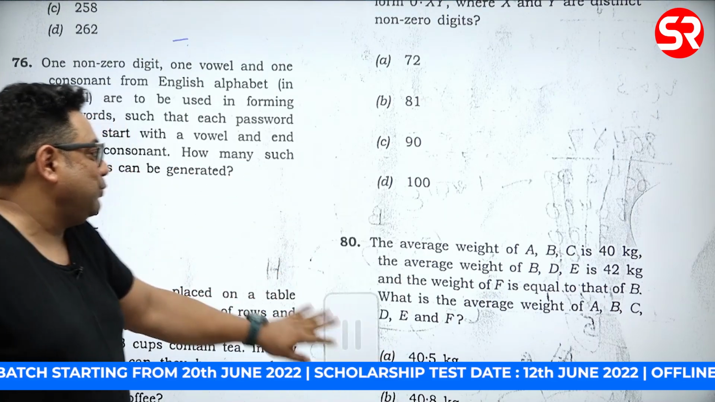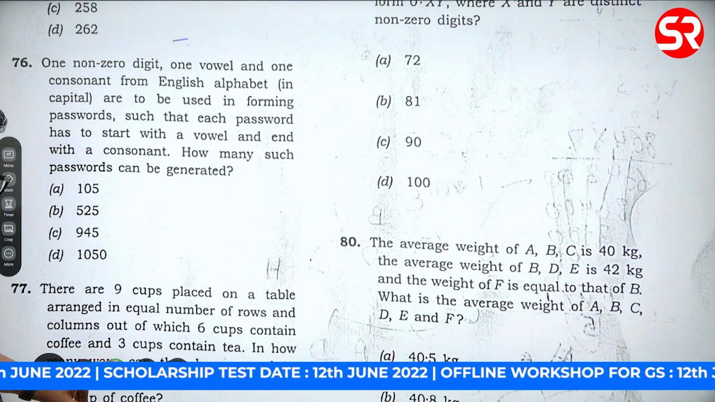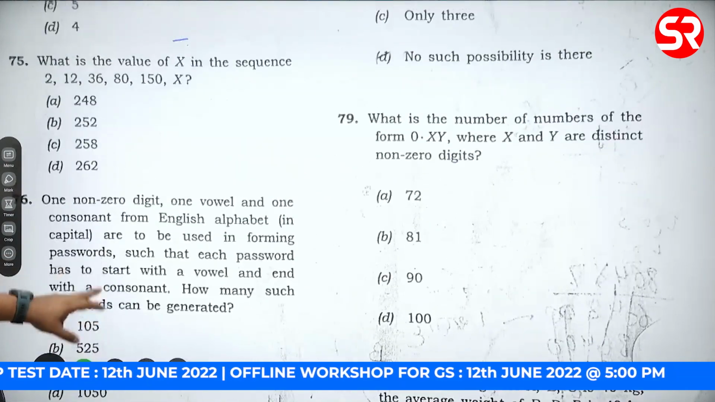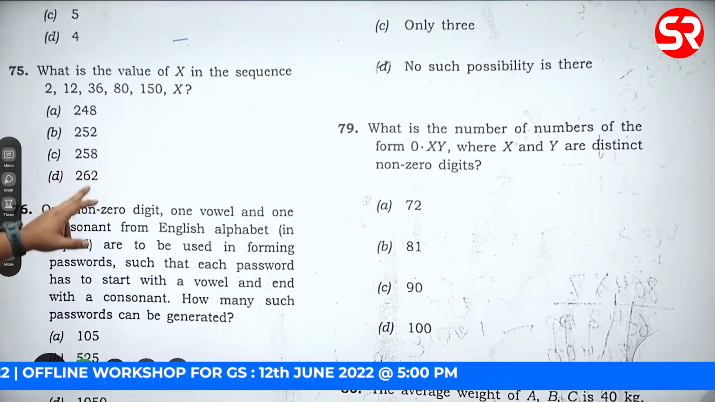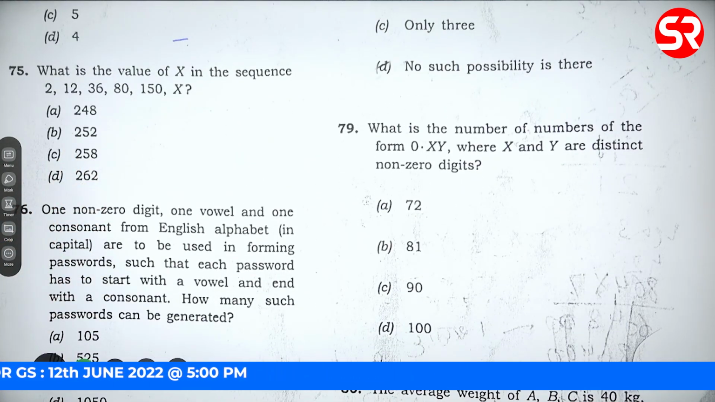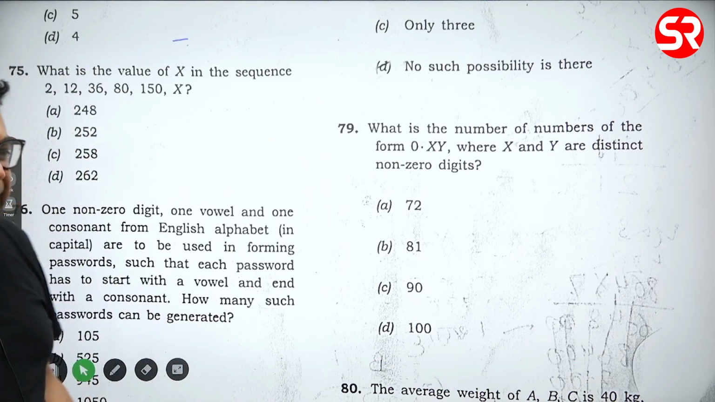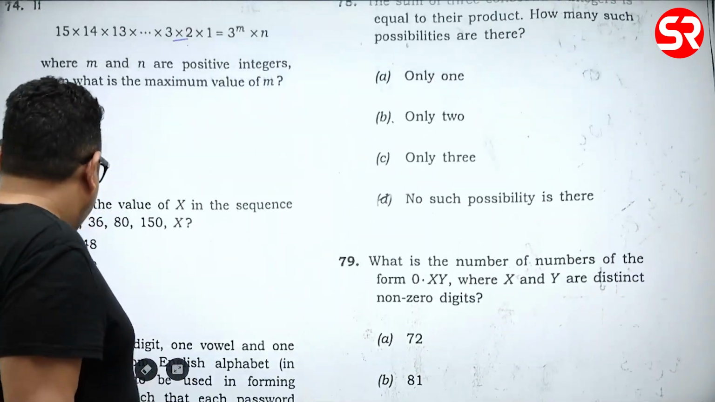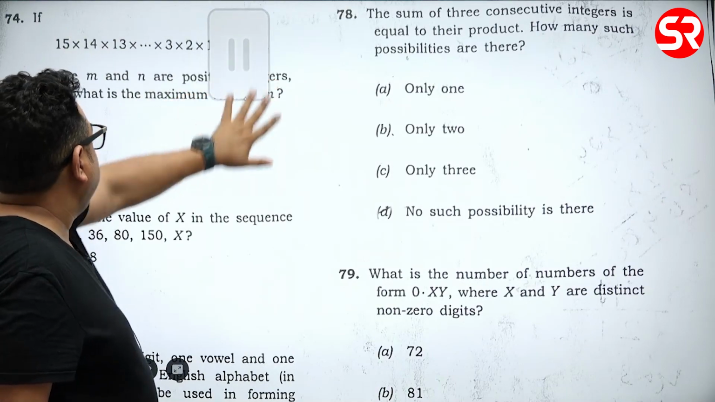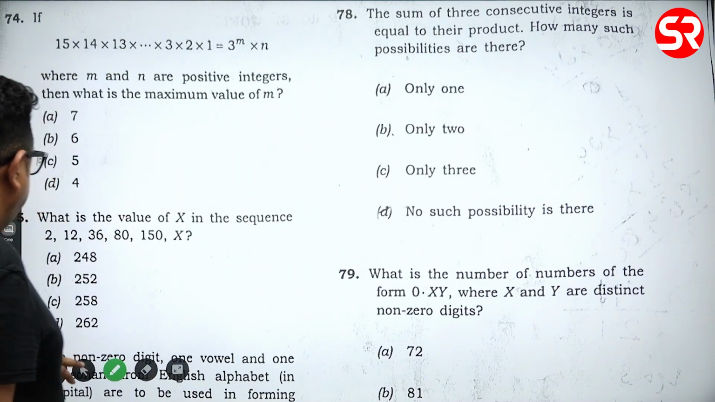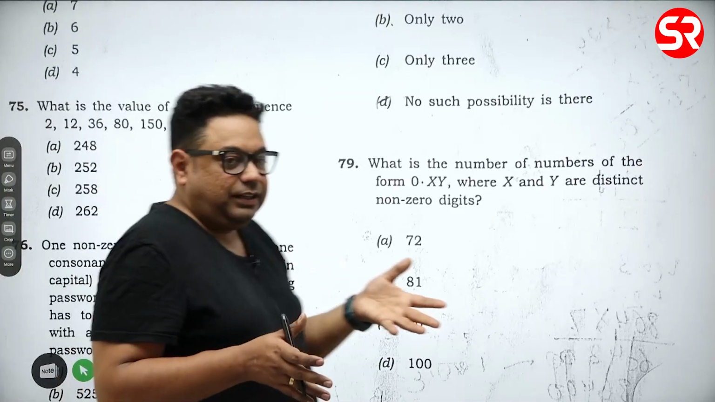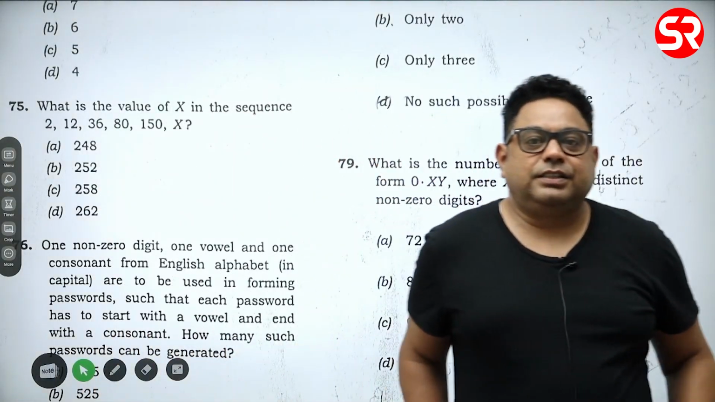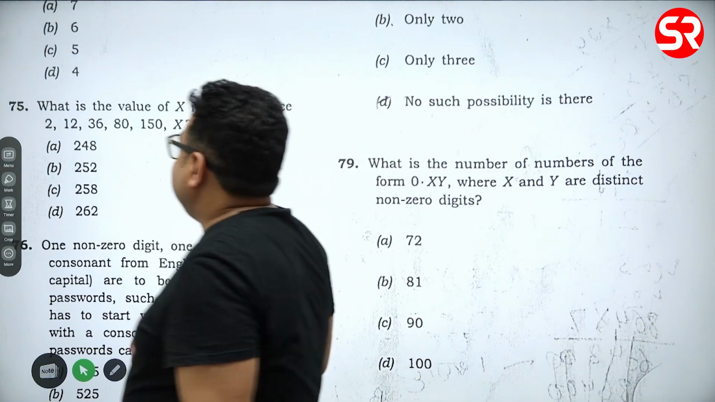So the next one, 76. What is the value of x in this sequence? This is an amazing sequence. It took me a bit of time to sort out, frankly telling you. But I believe if you have time, you can sort out these types of questions. Again, it's a one-liner. You have a chance to sort it out. So let's see what exactly it is.